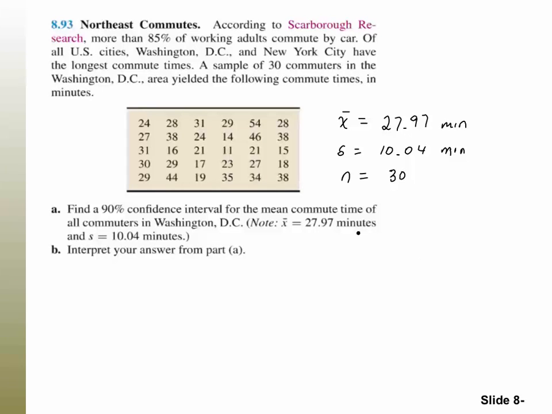Okay, so what's our sampling distribution? Our sampling distribution is 27.97 and 10.04 divided by square root of 30. Tell me what that value is. Okay, and so we want a 90% confidence interval. So what is our degrees of freedom? 29. And so alpha, what is alpha for 90%? 0.05.